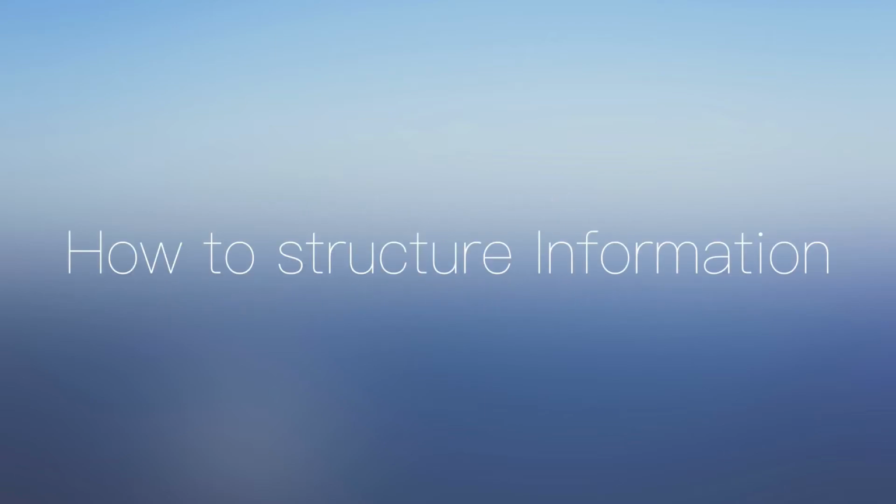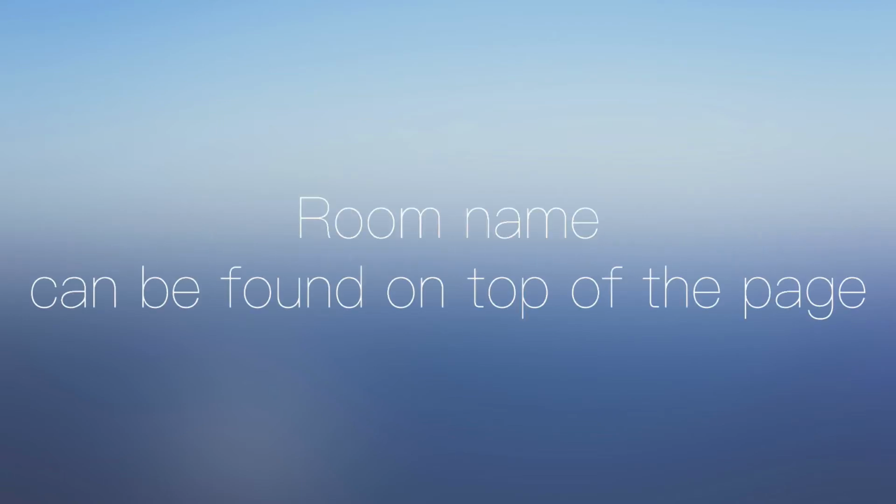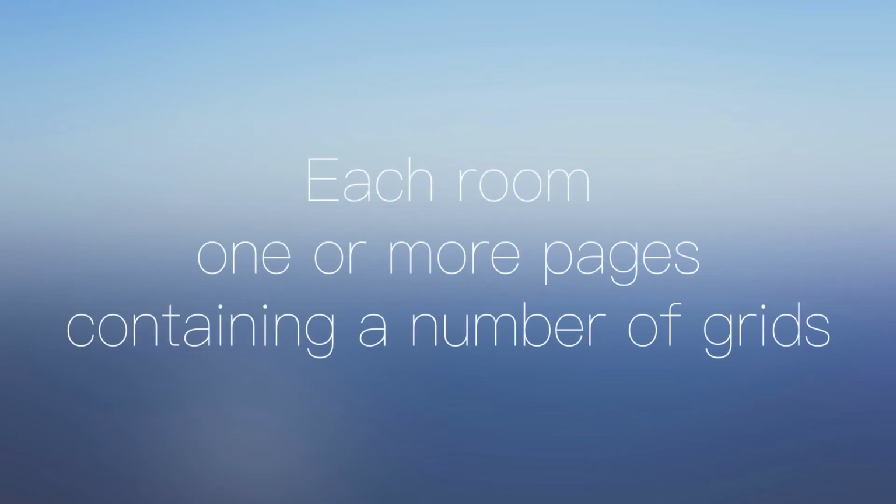Let's address how we typically structure information within ayControl. So we usually put the so-called room name on top of the page. One room can have one or more pages, each containing at least one grid, or in other words, rows and columns, where we can place our control elements.